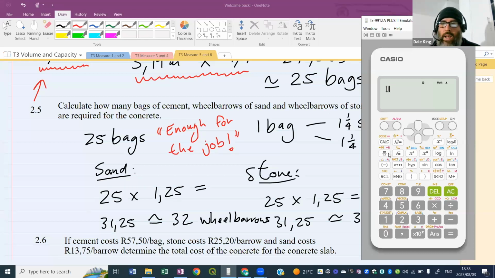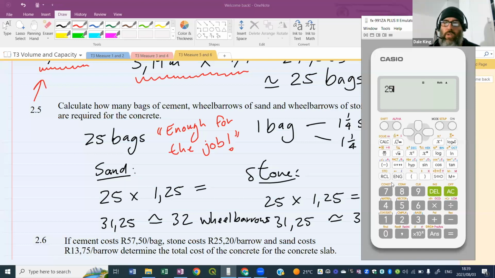Don't do 1 and then press the fraction, and then go in front of it and do that. Don't do that. That's 1 times 1/4 according to the calculator. You need to use the mixed fraction button. That's shift fraction. There, that is the mixed fraction button. That's 1 1/4, and that equals 1,25.